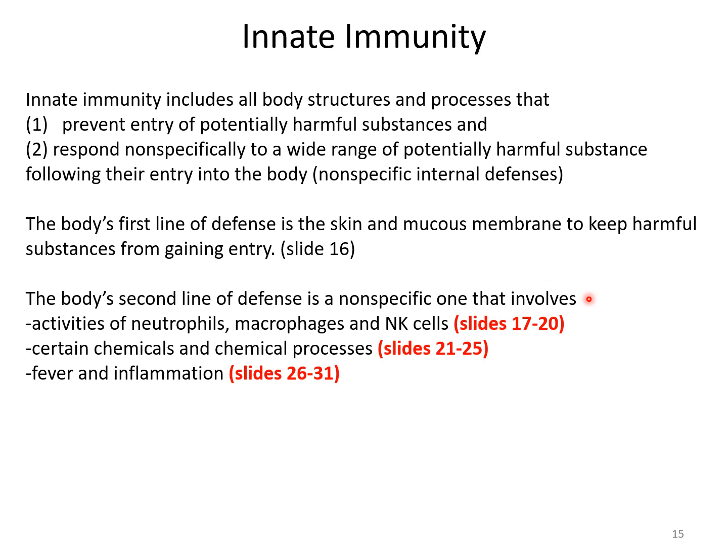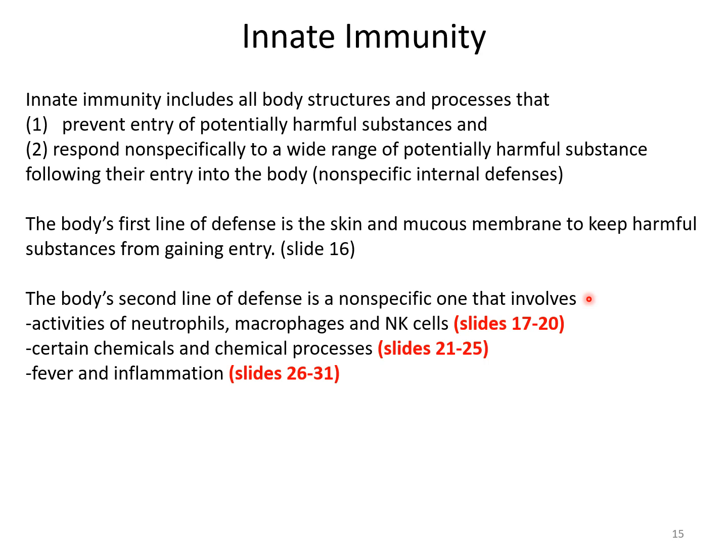So this slide shows you innate immunity in a nutshell, basically. Innate immunity includes all the body structures and processes that, one, prevent the entry of potentially harmful substances, and two, respond non-specifically to a wide range of harmful substances once they do get entry into the body. So we basically say that we have three lines of defense: a first line of defense, a second line of defense, and a third line of defense. The first and second lines of defense are part of the innate immune system.